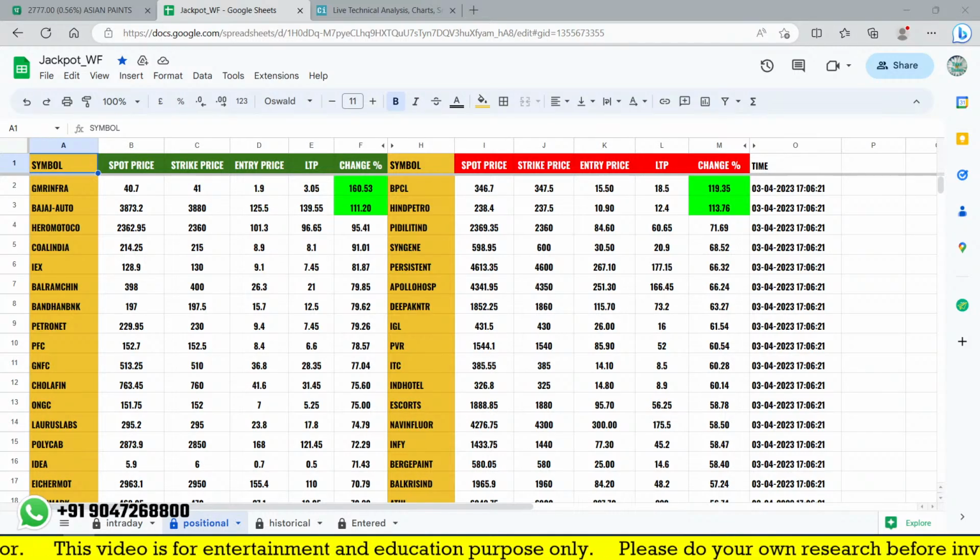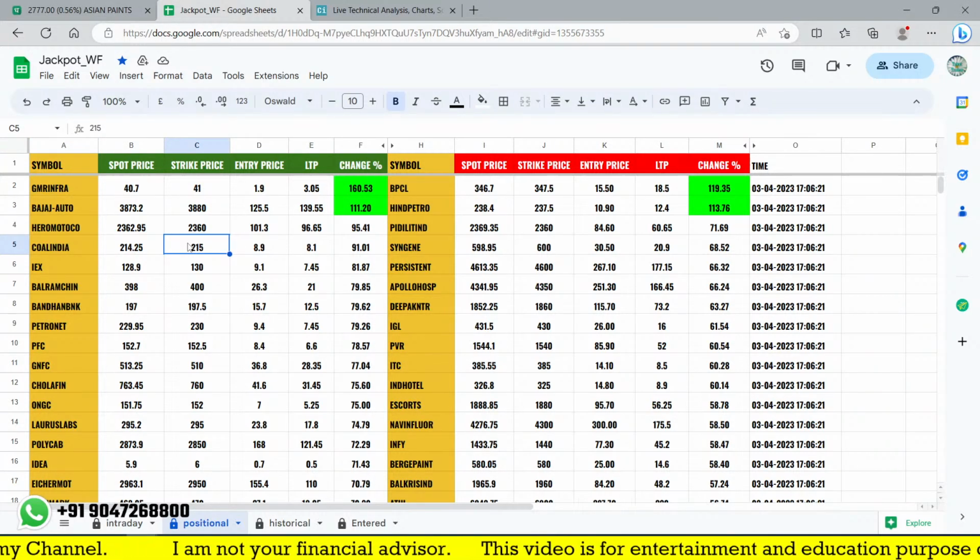This will help us analyze the advanced option strategy with the Google Sheet. The positional sheet is working better, and today I am facing some issues with my sheets. The intraday sheet may take 3-4 days to complete, which is real time. Using the scanners and this Google Sheet will help me find real-time opportunities.